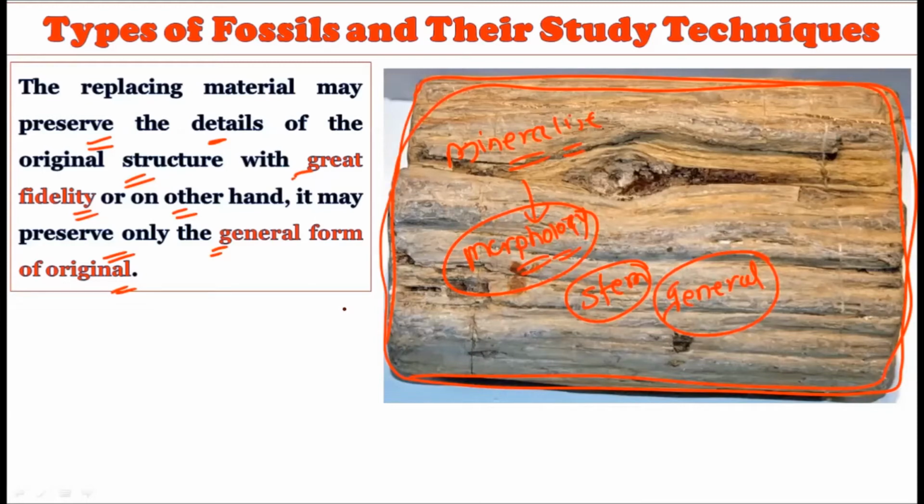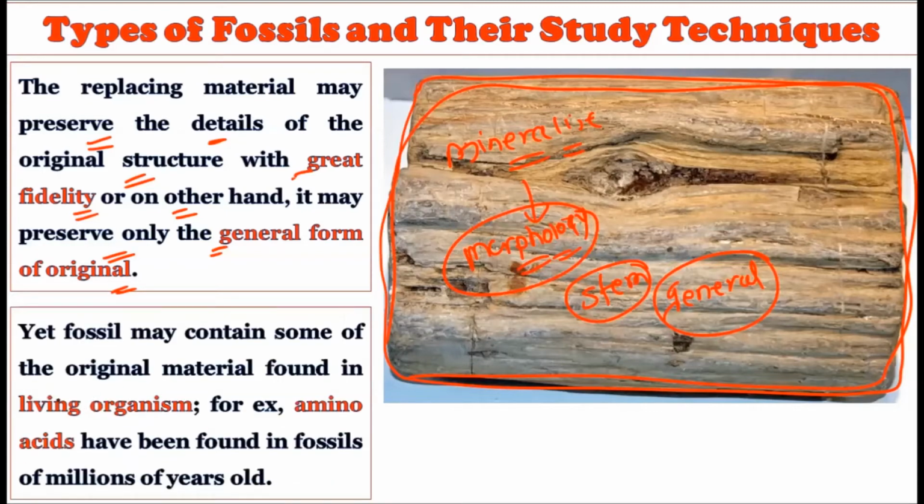So completely petrified wood or completely petrified bones are still of use, because we can at least conclude which shape was possessed by the stems or bones at that time. Yet the fossils may contain some of the original material found in the living organism. It all depends on the time at which we find the fossil record. If we find the fossil record early, then we will find some amount of the original material deposited inside the wood or the bone.